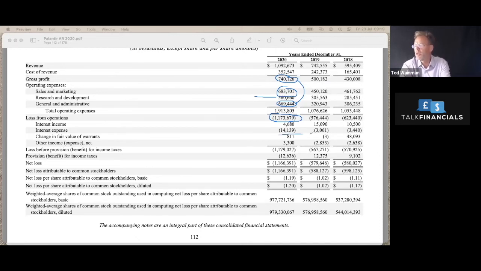We notice that there's a big increase in the interest, and the big increase in the interest suggests that there's a big increase in debt. So we'll look for that a little bit later on. But the ultimate story is that this company is bottom line negative to the tune of $1.16 billion. Okay, so $500 million in 2018, $500 million in 2019, and now over $1 billion loss.